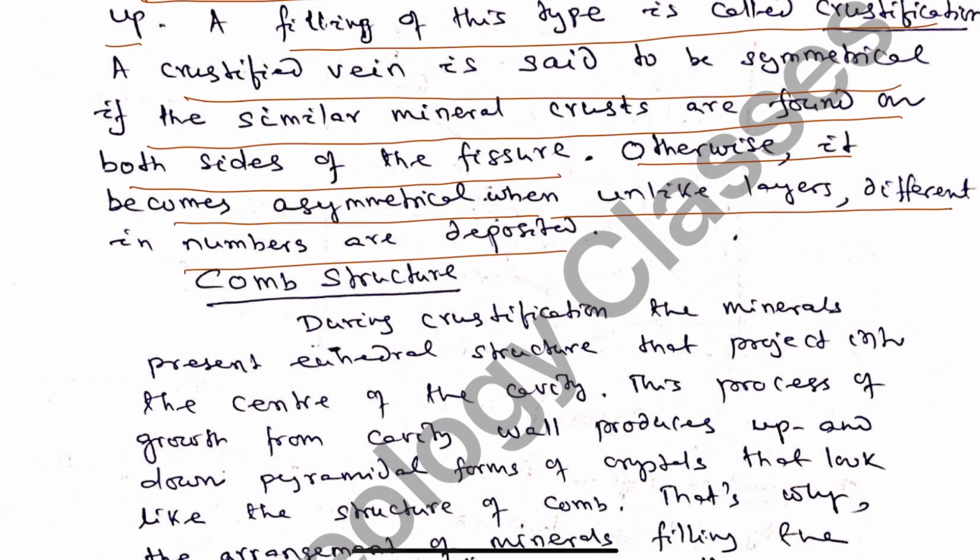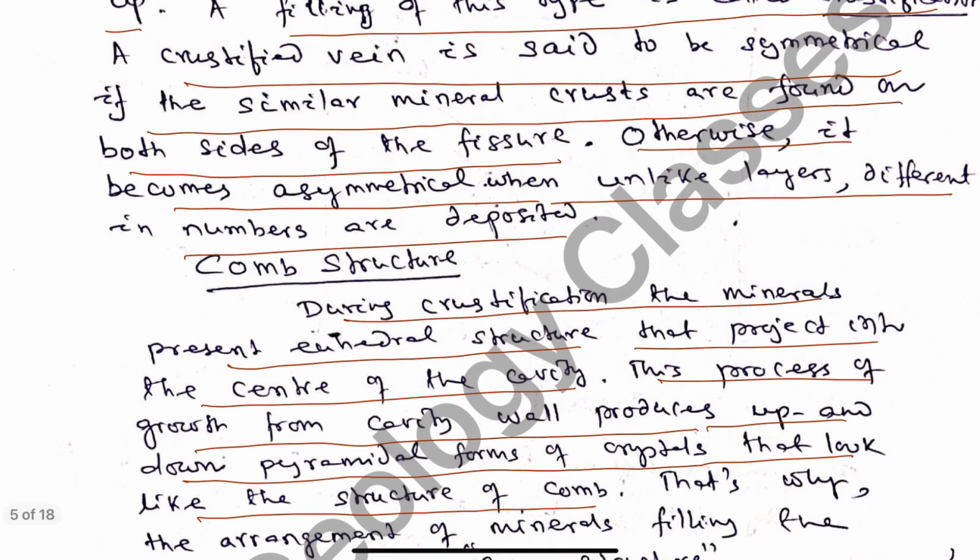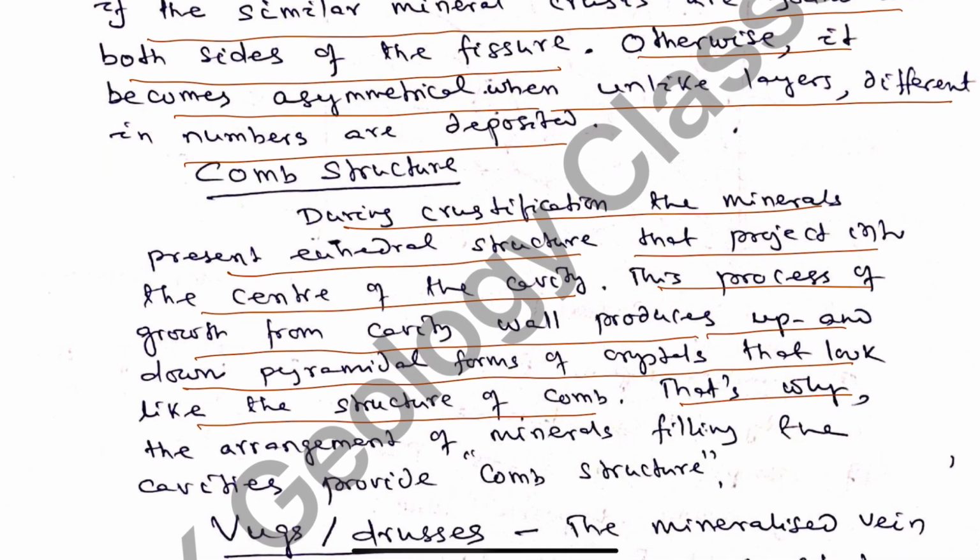Then what is comb structure? During crustification, the minerals present euhedral structure that project into the center of the cavity. This process of growth of the minerals from the cavity wall produces up and down pyramidal forms of the crystals that look like the structure of a comb. That is why the arrangement of minerals filling the cavities provides the comb structure.